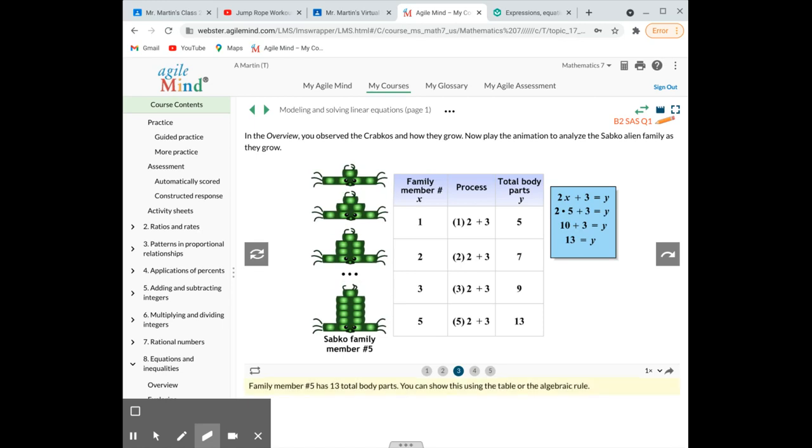All right. So, looking at this, we said that family member number 5 had how many total body parts? 13. 13. And it says we could use the table or we could use the algebraic rule to show this. Now, we didn't use the table, but we did use the what? Algebraic rule. Good. All right. So, we're going to go ahead and look at panel number 4 and play it, and we'll be able to answer question 1, letter D, from it.